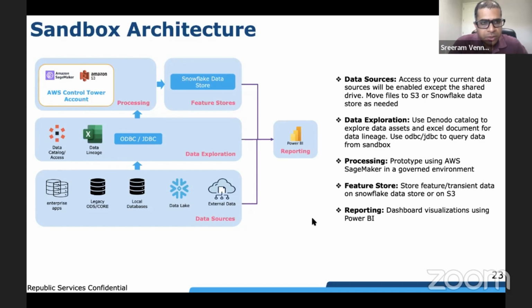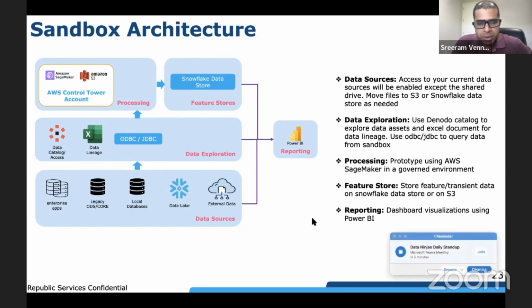Once they have access to the data, now they need to start processing the data, be it for AI ML workloads, or if they have to work on their own dashboard, they need ability to build Power BI reports, etc. So data processing and reporting is enabled through AWS Sandbox, which is enabled through SageMaker, and S3 is identified as temporary storage for any feature store capabilities that are needed by analytical users.